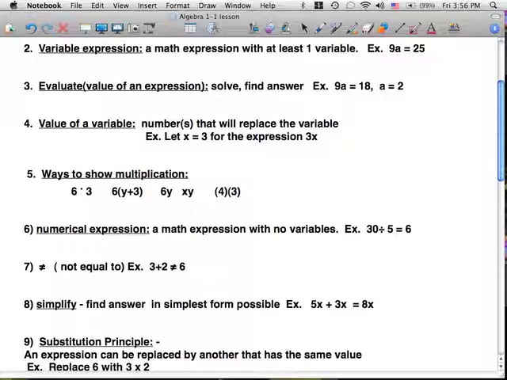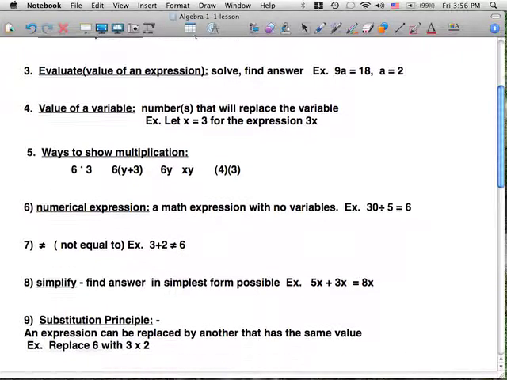If I have a number next to a variable, that also means multiplication, so it would take 6 times whatever y is. If I have variables without any operation between them, that means multiplication, so xy is the same as x times y. Also, pairs of parentheses can be used to indicate multiplication, so this is 4 times 3.